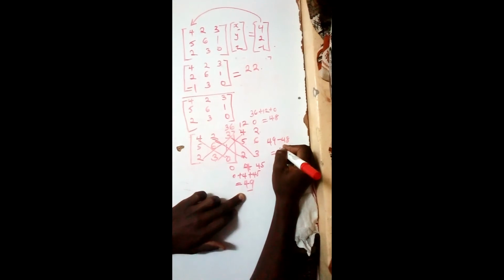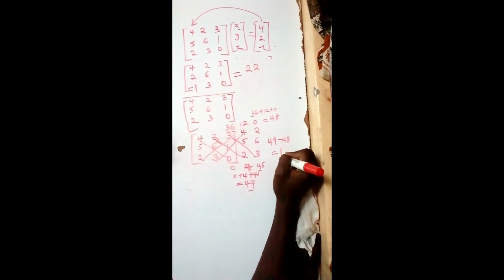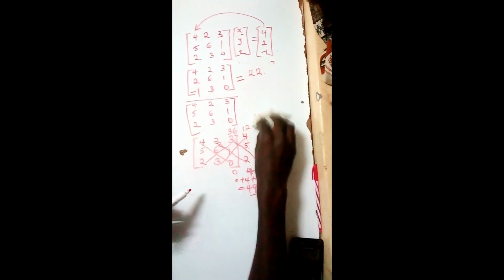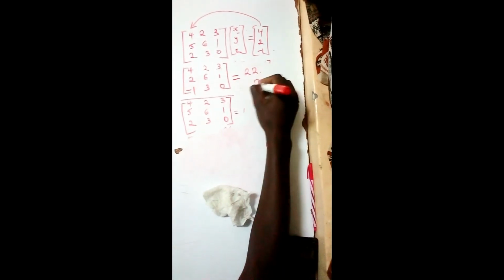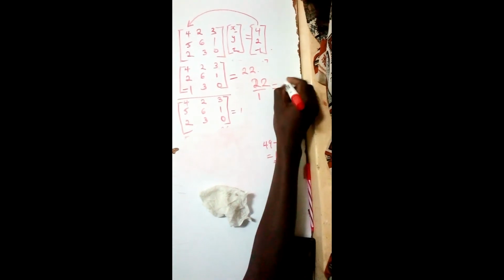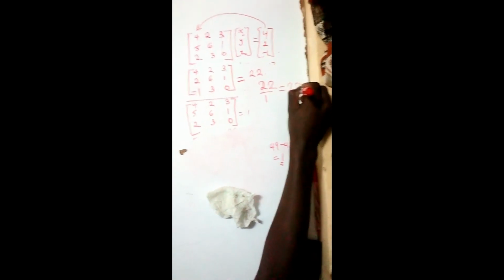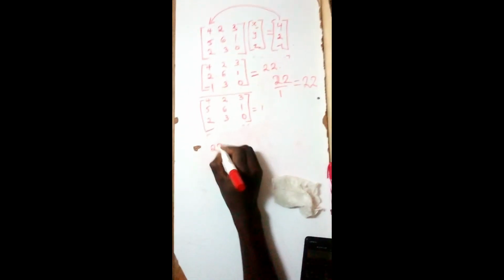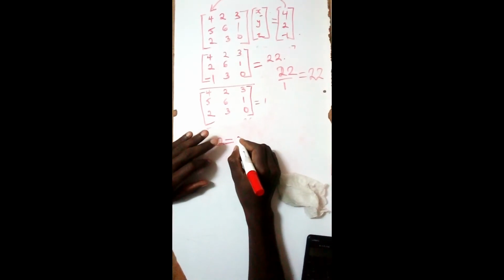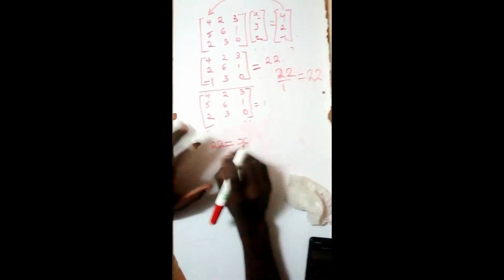is going to give us 1 as the determinant of the numerator. So having 1 as the determinant of the numerator matrix, we're going to get 22 divided by 1, which is going to give us 22. That is 22. This 22 is going to represent the value of x. So that's to mean we have gotten the value of x.